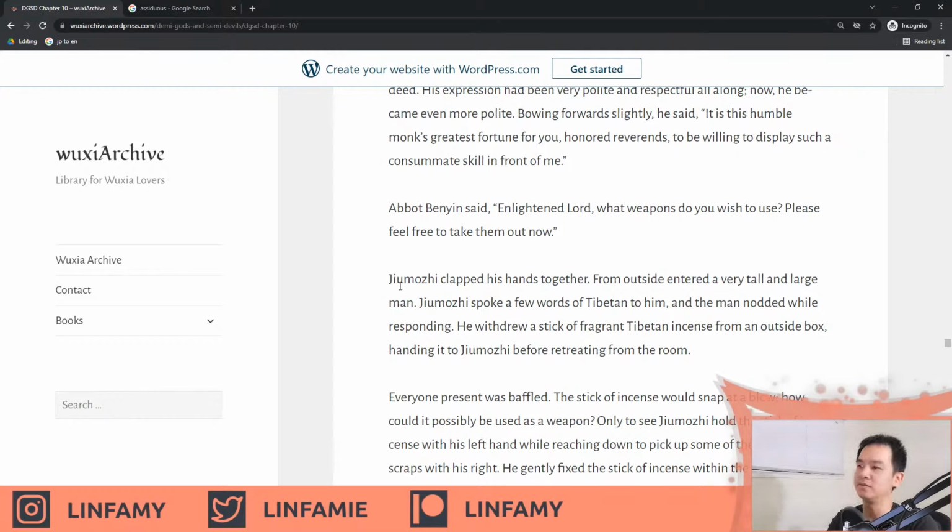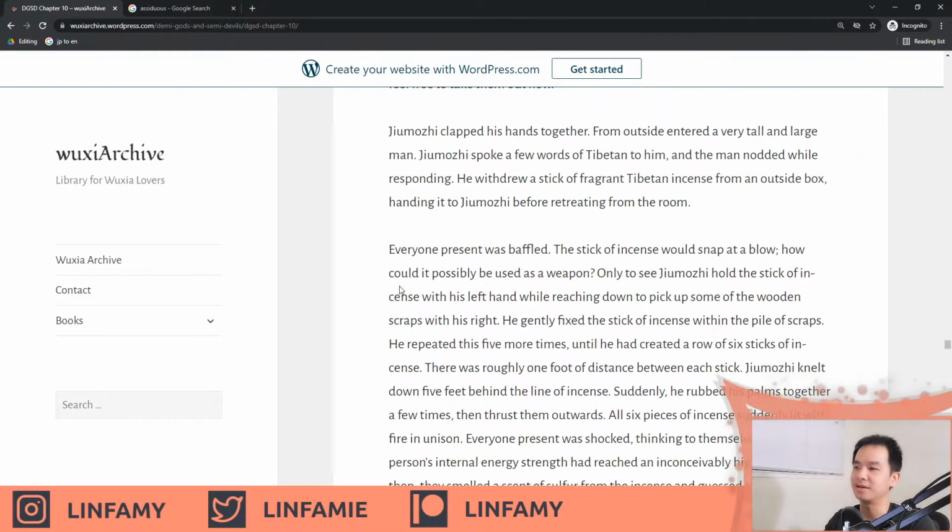From outside entered a very tall and large man. Jiumozu spoke a few words of Tibetan to him, and the man nodded while responding. He withdrew a stick of fragrant Tibetan incense from an outside box, handing it to Jiumozu before retreating from the room. Everyone present was baffled. The stick of incense would snap at a blow. How could it possibly be used as a weapon? Okay. So Jiumozu, this monk's weapon, is a stick of incense.